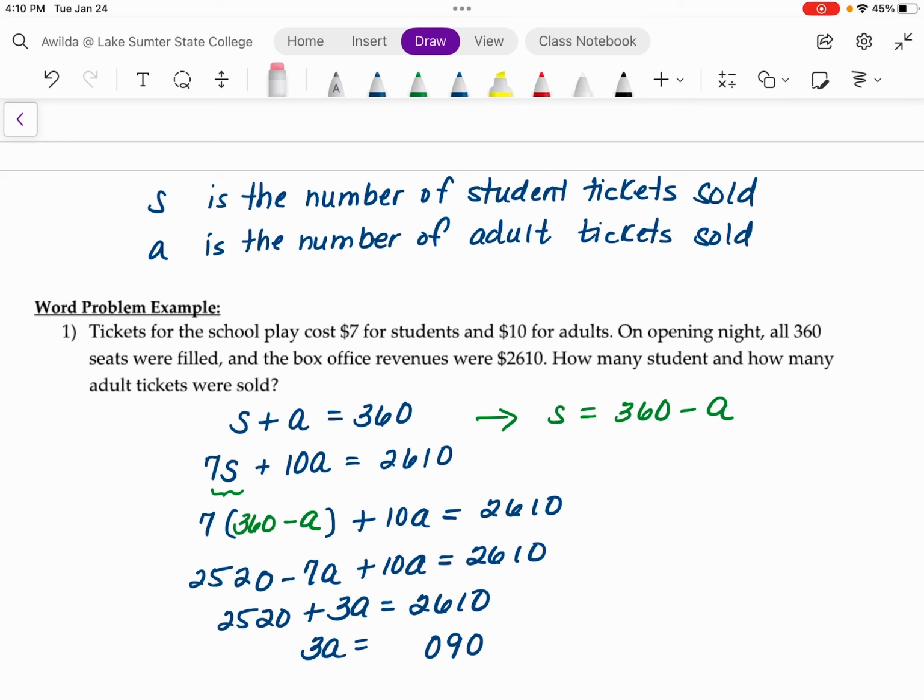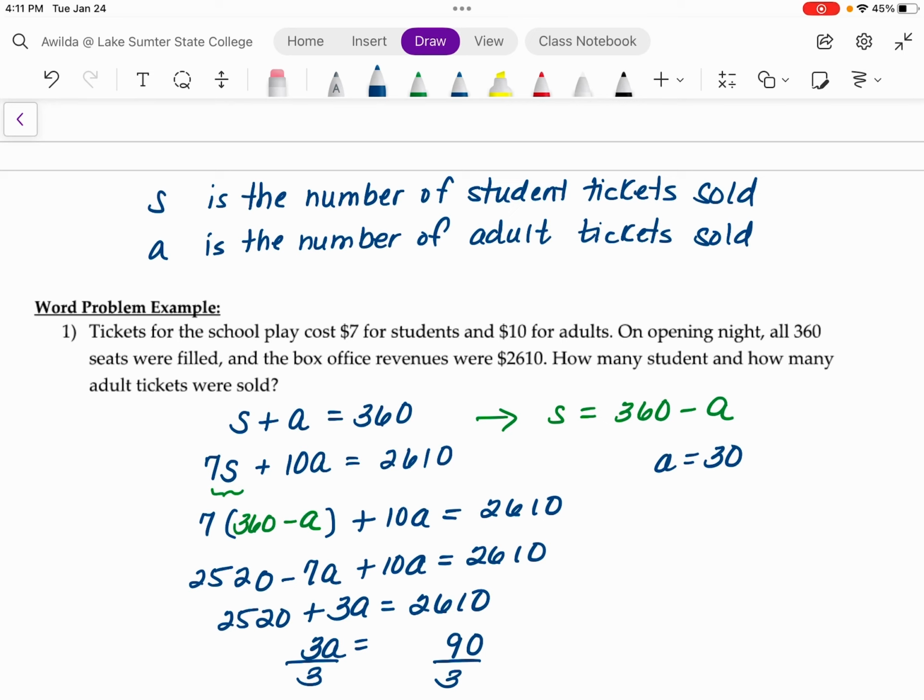I can go ahead and erase that 0. So we get that 3 times A is equal to 90. Dividing both sides by 3, we get that A must equal 30. That means that there are 30 adult tickets that were sold.